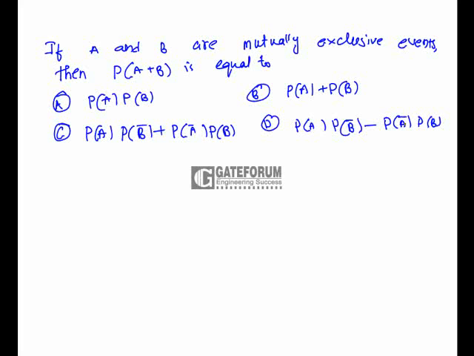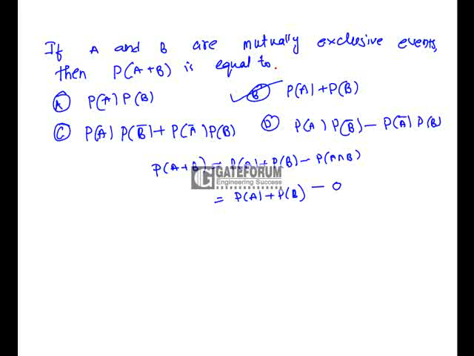It is given that A and B are mutually exclusive events, and we have to find the probability of A plus B. That is nothing but the probability of A union B. Now we know that the probability of A plus B is nothing but P of A plus P of B minus P of A intersection B. Now as A and B are mutually exclusive, this intersection will always be 0. So the required answer is P of A plus P of B, which is nothing but option B.